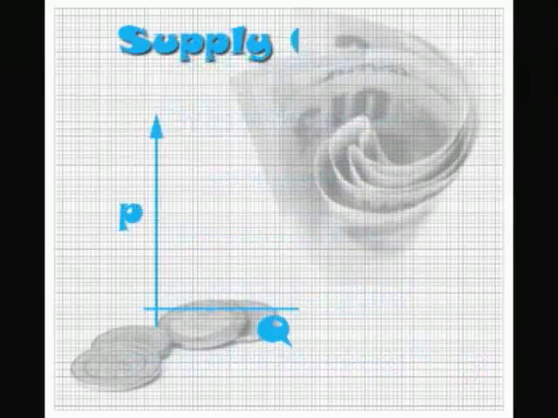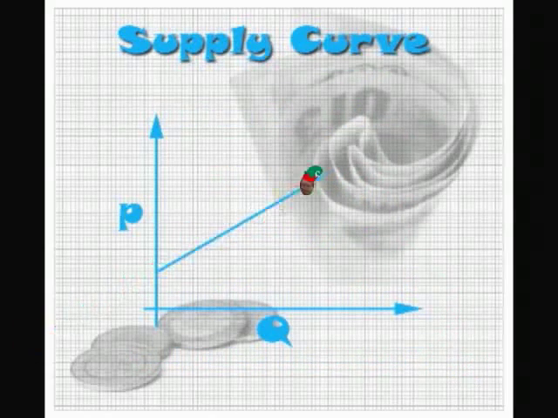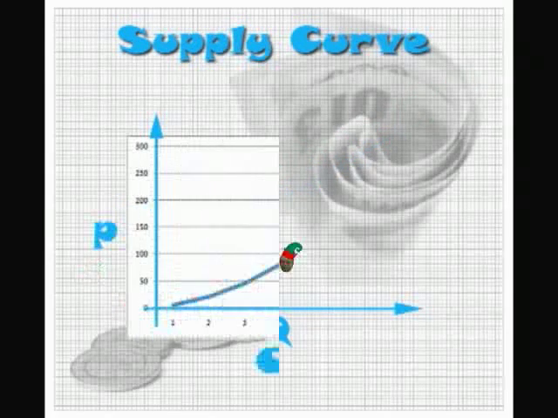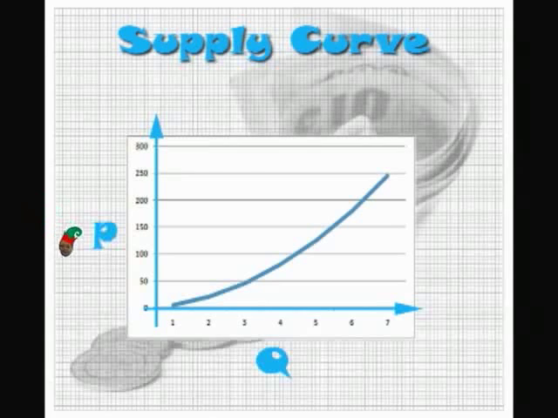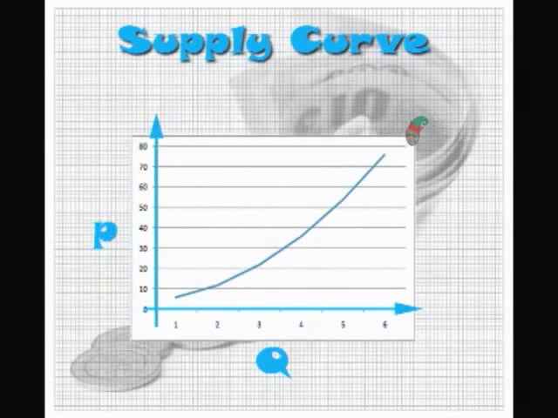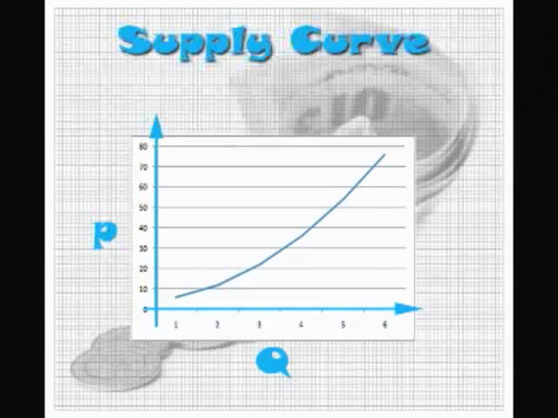As this is a positive relationship between P and Q, the supply curve will have a positive gradient within given limits. The supply curve is usually a curve because few relationships are simply linear. One example of a possible supply function would be P equals 2Q squared plus 4. A graph of this function would look like this.